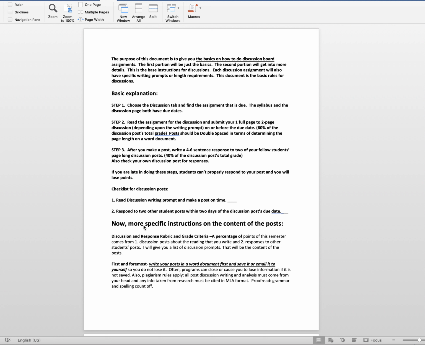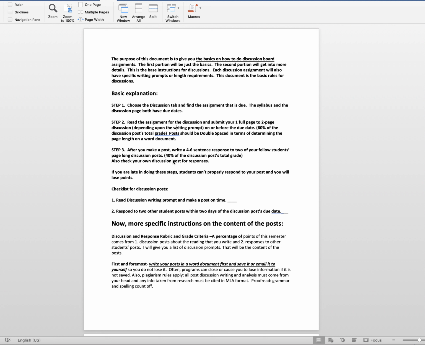Basically, once you've chosen the discussion tab, you're going to read the assignment prompt, and then write a one full page to two page discussion, depending on the writing prompt. Some of them ask for one full page, some may ask for 2 to 3 pages. You're just going to have to read the prompt. But the post itself that you write is 60% of the total grade, or usually 6 points out of 10.